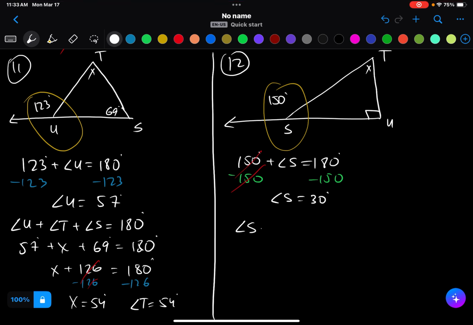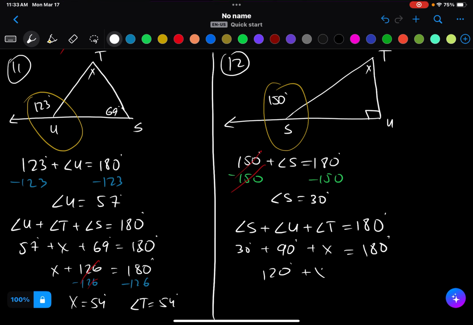Now, I know that angle S plus angle U plus angle T equals 180. And I just figured out what angle S is. It's 30 degrees. I knew that angle U was 90 because it's our right angle. So now I just need to find our missing angle, angle T. So 120 plus X equals 180. Then all we need to do is subtract 120 from both sides. These are gone here. So X is just going to be 60 degrees, which means our missing angle T is 60 degrees.